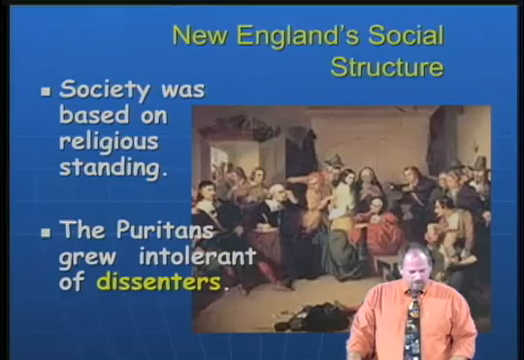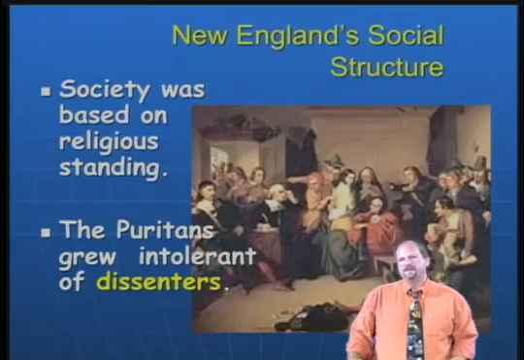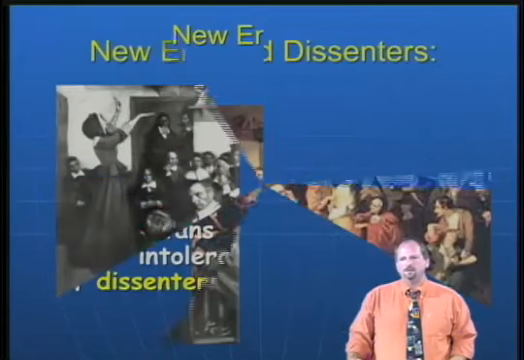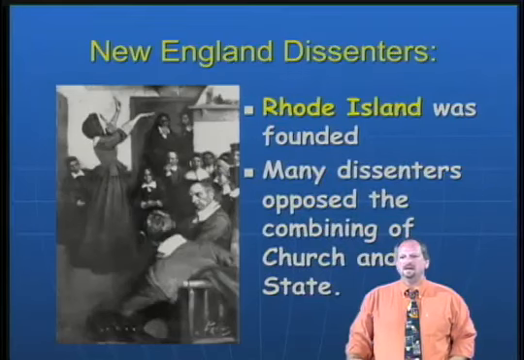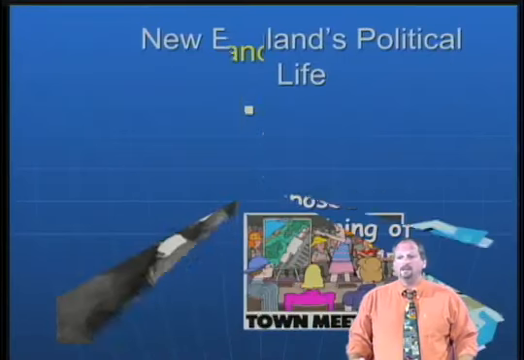They became increasingly intolerant of those who challenged the belief that there should be the same church and government, and those who wanted a separation of church and state. Rhode Island was founded by dissenters, those who wanted separation of church and state, who did not think that the church should be the dominant role in the government. Many dissenters opposed this combining of the church and the government and felt there was a better way.